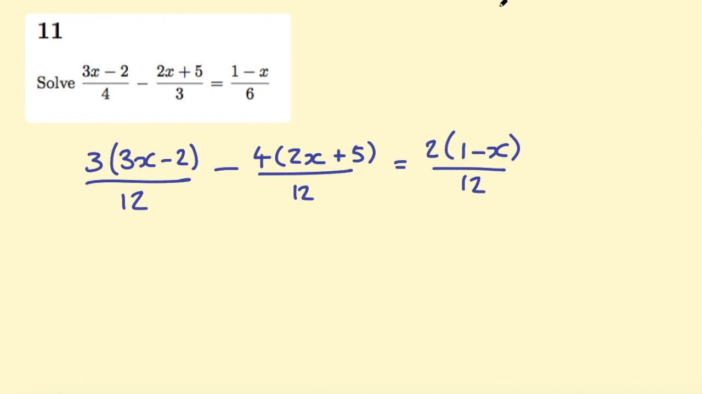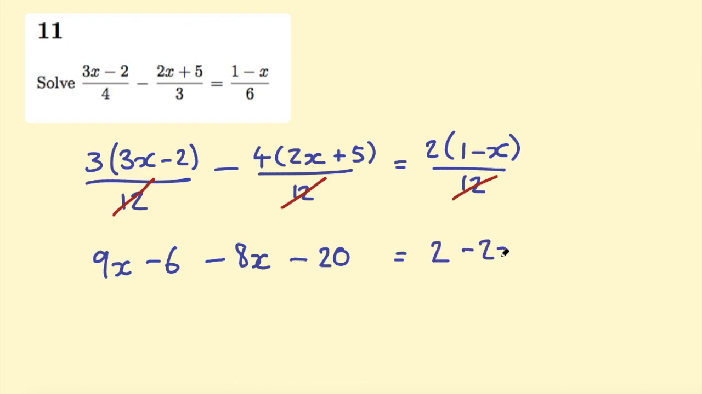denominators. If you're unclear as to why I can simply cancel these out, maybe watch my video on algebraic fractions and have a bit of practice on those, and you'll understand why I can simply cross those out. But I'm going to move on now. So once I've cancelled those out, I can expand those brackets, so I'm left with 9x minus 6 minus 8x minus 20 equals 2 minus 2x.